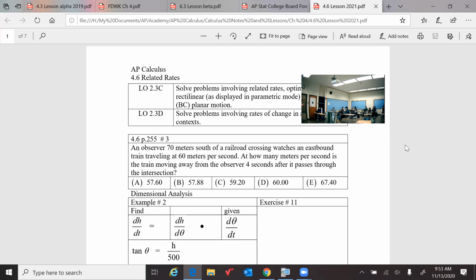Now, today, we're going to tell you, when we get to the beta lesson, which you're going to be doing from home, when we get to the beta lesson, I did this problem both ways.